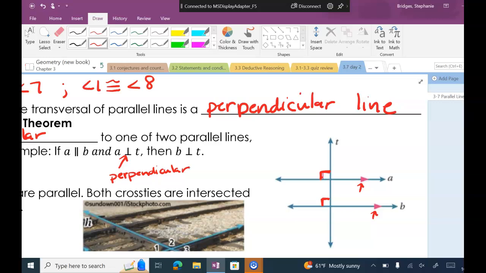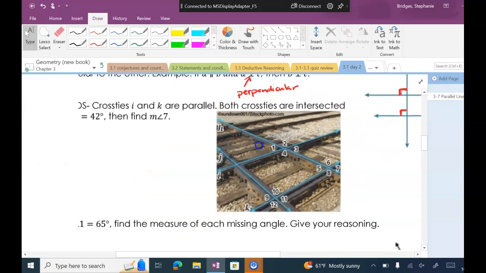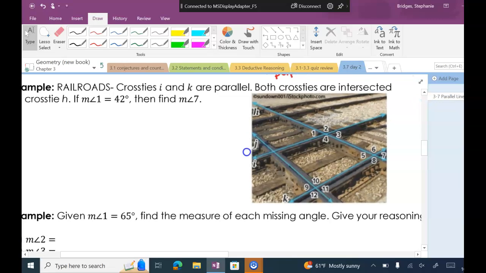Okay, so what three are congruent? It's up on the board. What three are congruent if my lines are parallel? Yes, alternate interior, alternate exterior, and corresponding. And then which ones are supplementary? Same side. All right, so let's take a look at this next one.